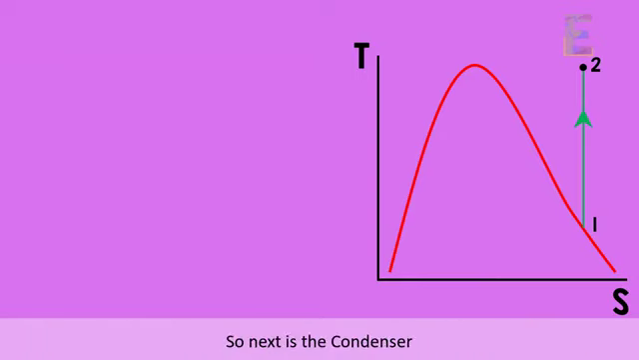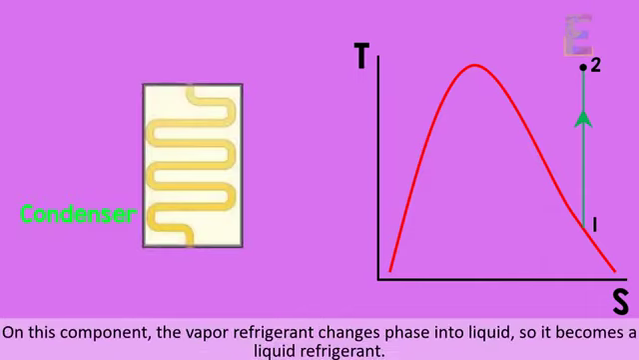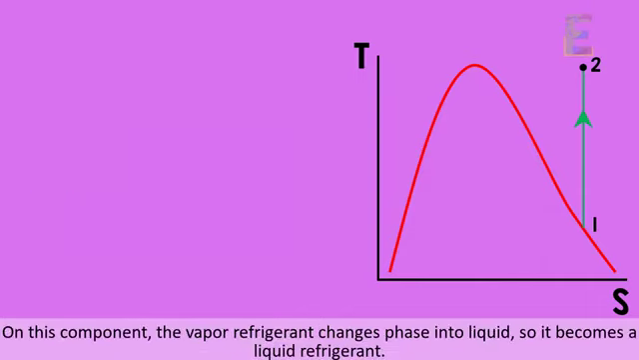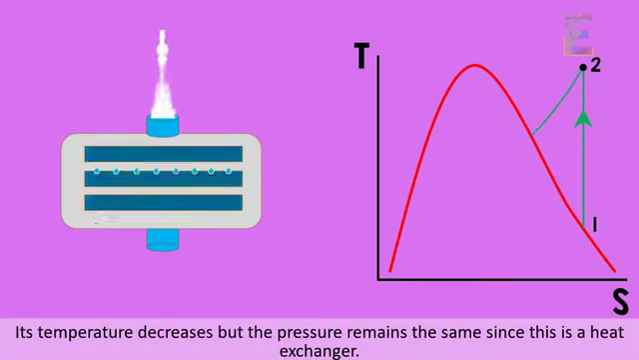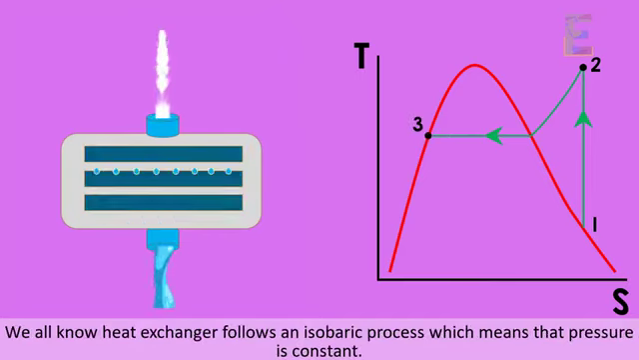So next is the condenser. On this component, the vapor refrigerant changes phase into liquid, so it becomes a liquid refrigerant. Its temperature decreases but the pressure remains the same since this is a heat exchanger. We all know a heat exchanger follows an isobaric process, which means that pressure is constant.